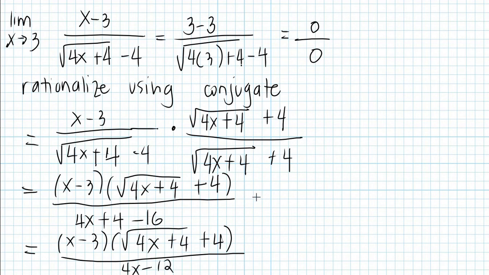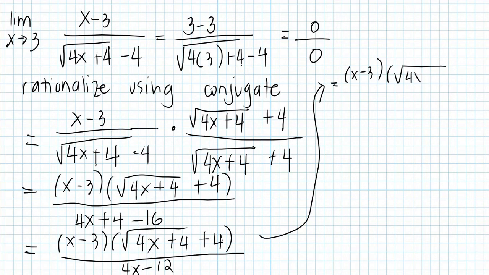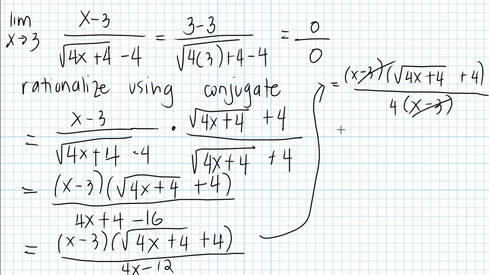If we look at the denominator, we can factor out a common monomial factor, which is 4. So after we rewrite the numerator, since we did not change anything there, we can factor out 4 on the denominator, and that leaves us with 4 times x minus 3. Here we can cancel x minus 3. So that will just be the square root of 4x plus 4 plus 4 all over 4.